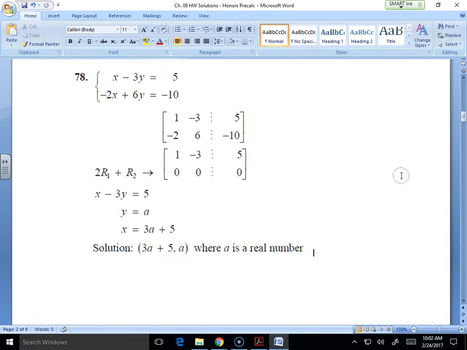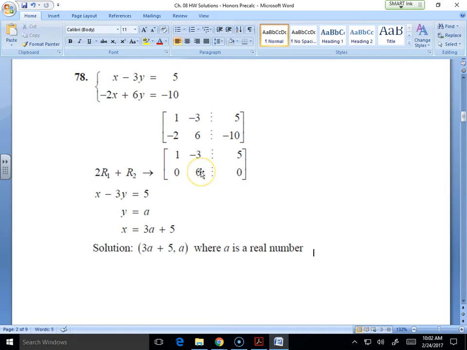Number 78. You guys started, and what happened? 0, 0, 0. Now, what was weird when you got 0, 0, 0? Because you would have gotten your leading coefficient of 1. Boom. Get the 0. That would have told you a true statement.